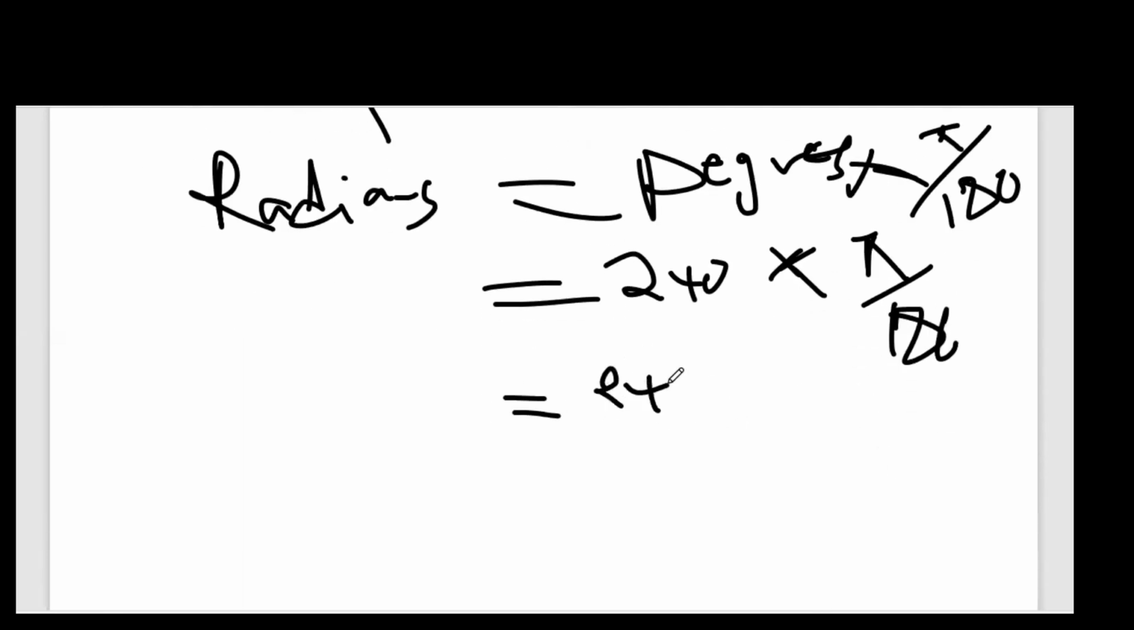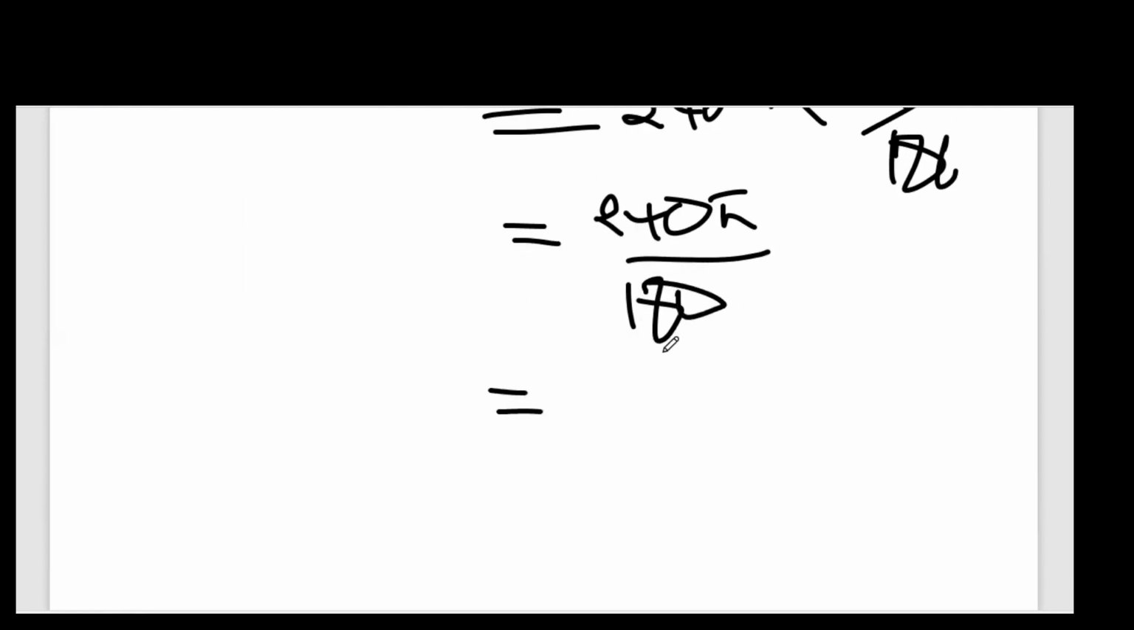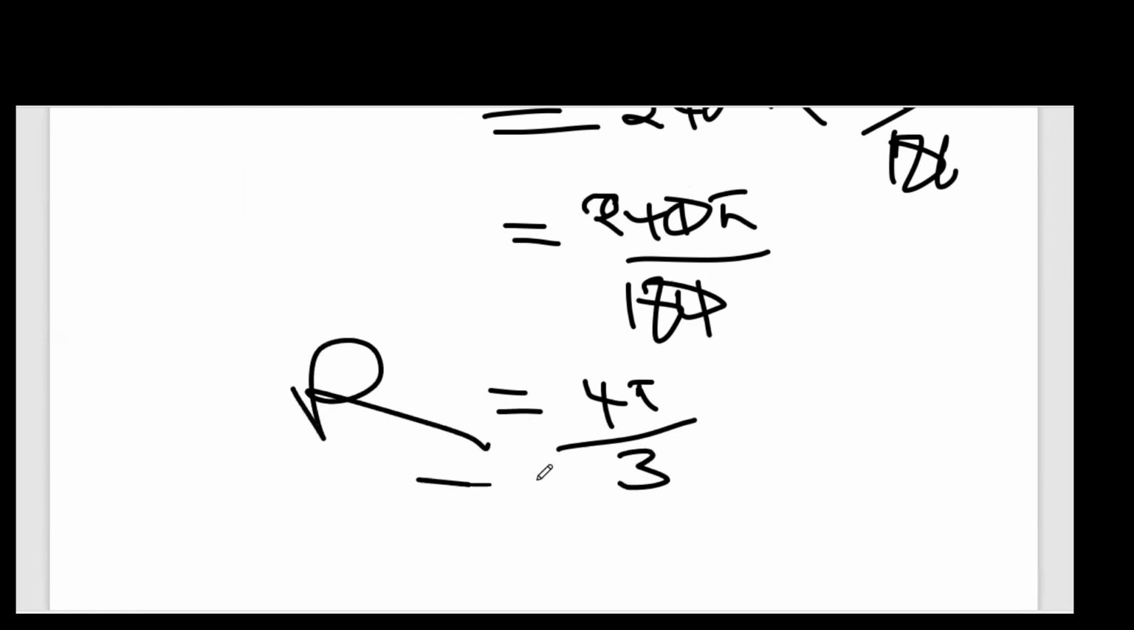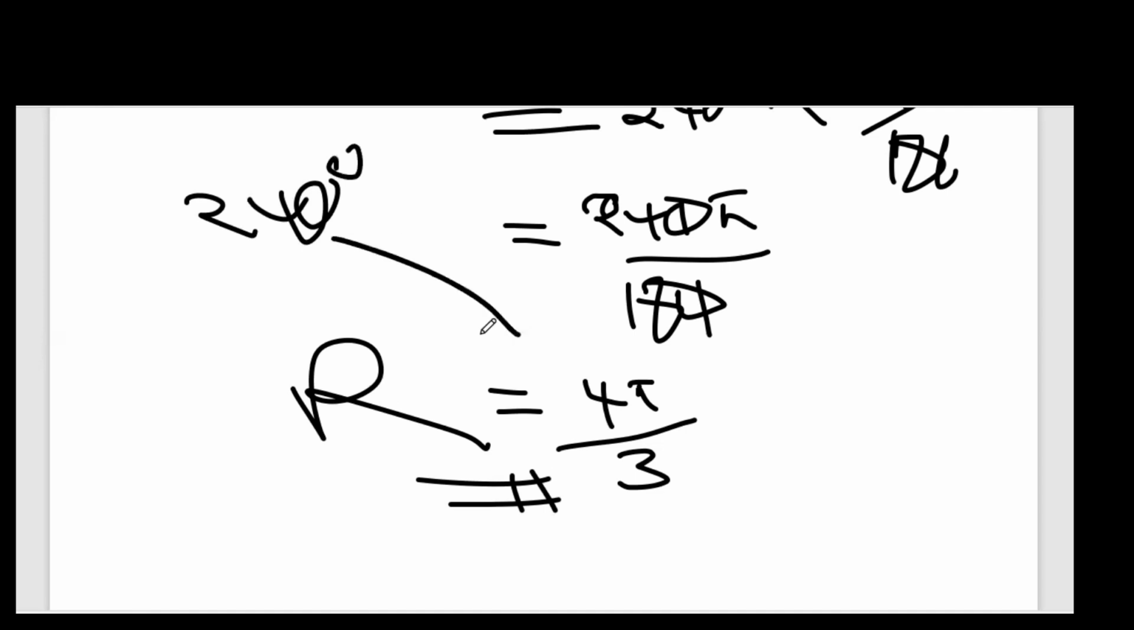When I multiply there, I get 240 pi divided by 180. Here I can simplify by saying the 0 and the 0 go, then I'll remain with 24. A 6 can go into 24 4 times, so we have 4 pi, then a 6 can go into 18 3 times. So this is our angle in radians: the 240 degrees is the same as 4 pi over 3.